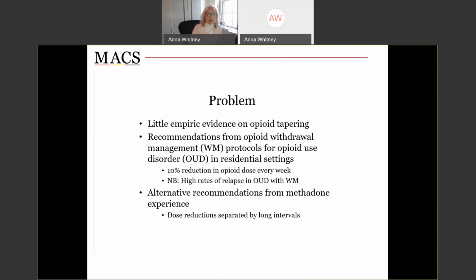There have been alternative recommendations that come from the methadone experience in the treatment of opioid use disorder, where dose reductions are small and separated by very long intervals, sometimes taking months or years to taper somebody off of methadone. That also has some pros and cons, but it is maybe another base of some evidence that we can look to.